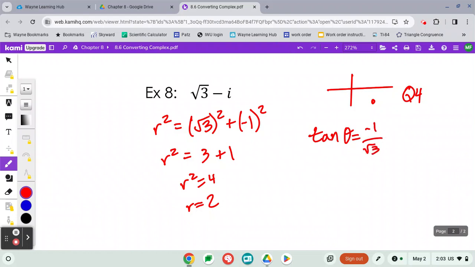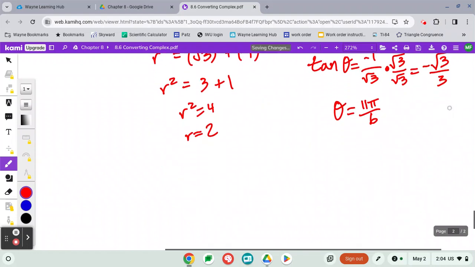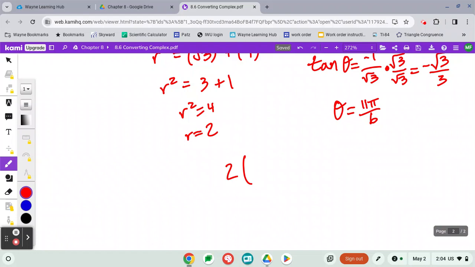Now on this, remember, square root of 3 on the bottom, rationalize. So we're saying where is it equal to negative square root of 3 over 3? And this will occur at 11 pi over 6, okay? Also occurs in quadrant 2, but we only care about this one. So we put the 2 out front, then cosine of 11 pi over 6 plus I sine of 11 pi over 6.